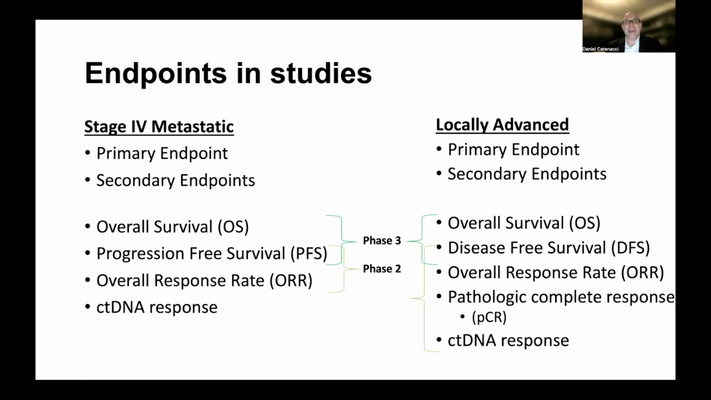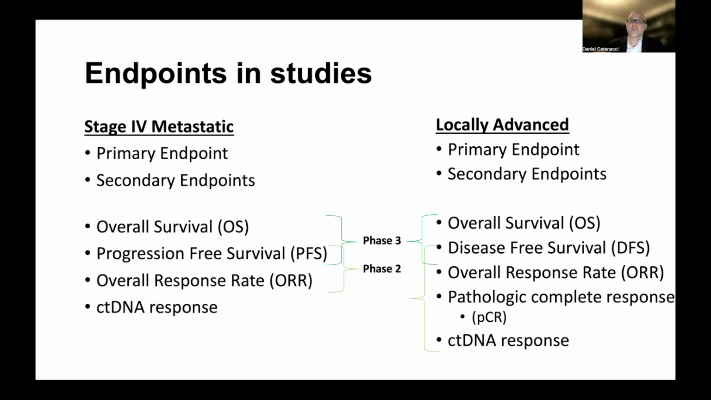We've been alluding to endpoints in clinical trials and in the statistics and hypothesis testing. And whether it's a stage 4 study or a locally advanced study, there will always be a pre-specified primary endpoint and then a number of secondary endpoints. The primary endpoint is the prime statistical analysis is based upon. And ultimately, for all of us, the patients, the physicians, we want to improve survival. Survival is considered the most robust endpoint in terms of oncology studies.